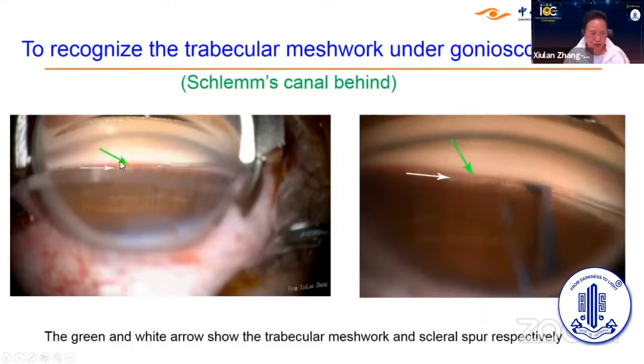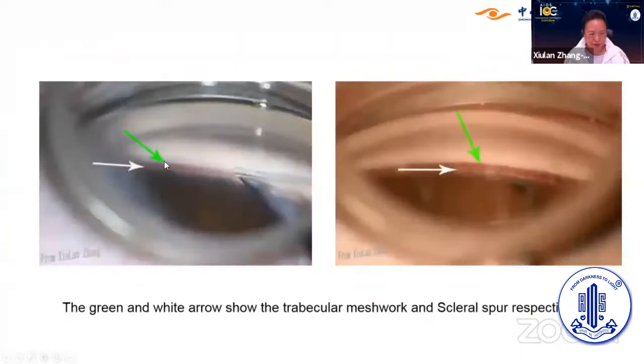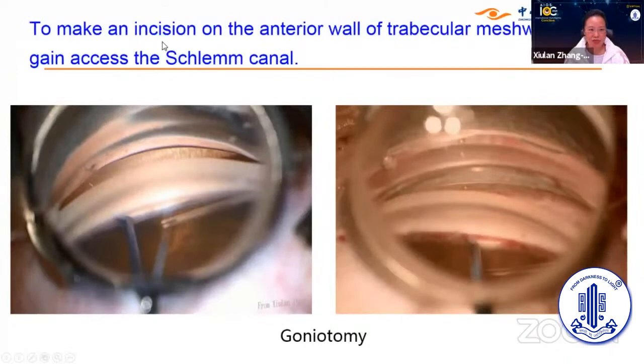You see here, the green arrows refer to the trabecular meshwork. The white arrows show the scleral spur, very clear. Again, the green arrow is trabecular meshwork, scleral spur, trabecular meshwork, scleral spur, very clearly. Then you can make an incision on the anterior wall of the trabecular meshwork to gain access to Schlemm's canal. We call this goniotomy, very clear and beautiful.